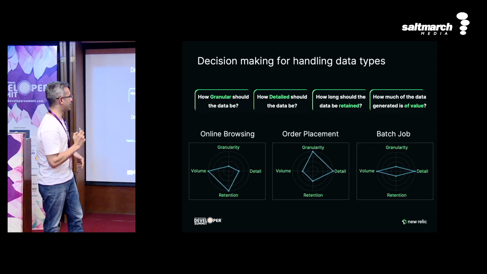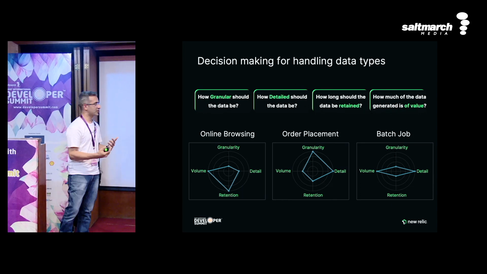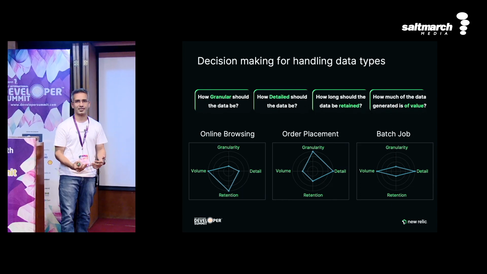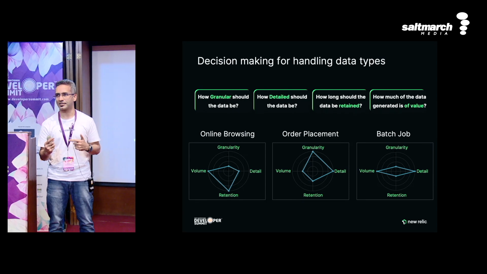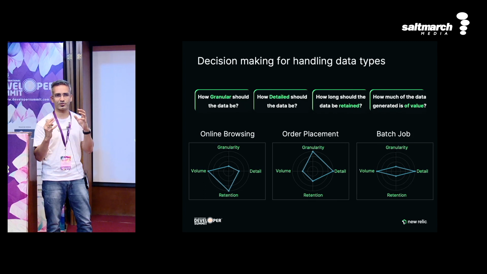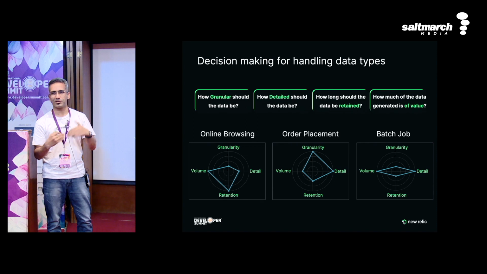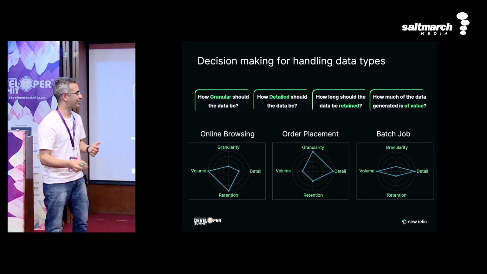And a simple, quick example of an e-commerce application. If you're doing online browsing, you don't need so much granularity and detail there, but you need the data to be retained for longer because you need it for business analytics, right? And the volume is going to be super high. But when it comes to order placement, you need so much granularity and detail, but you don't want to retain it for longer than a week because the order is already delivered by then, right?